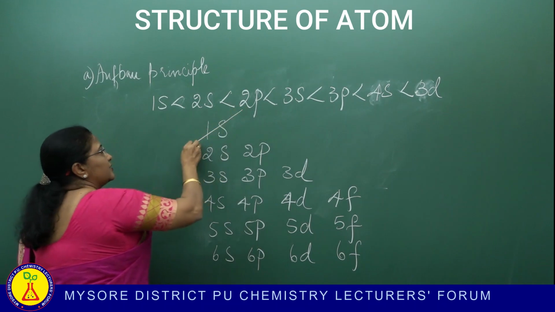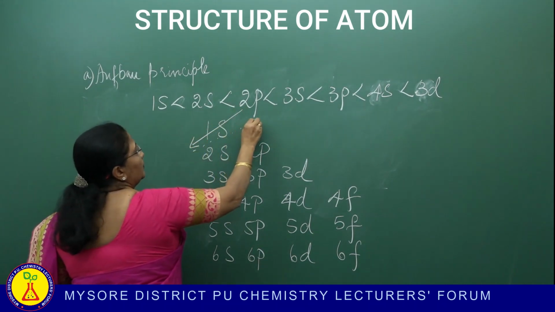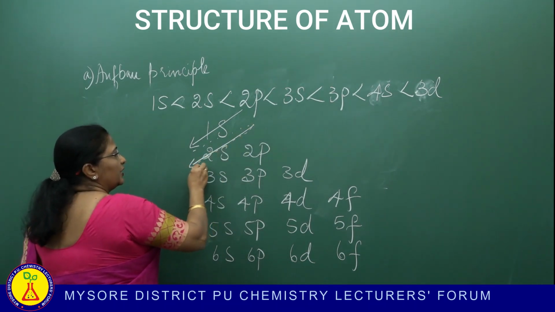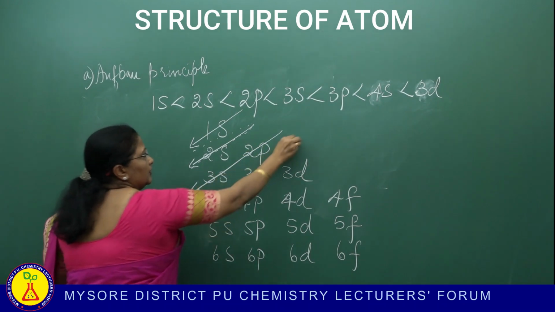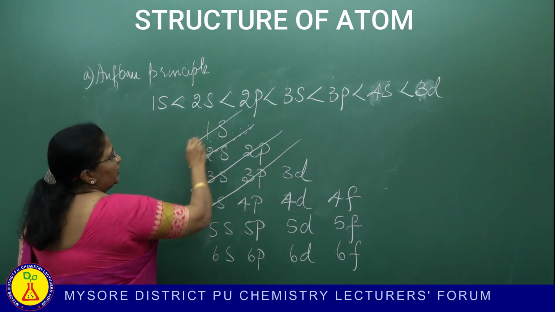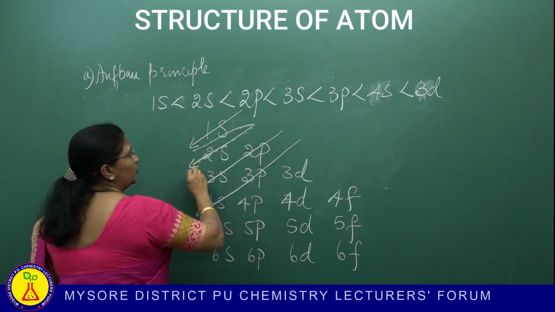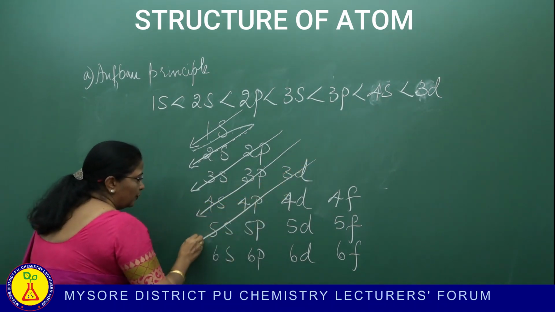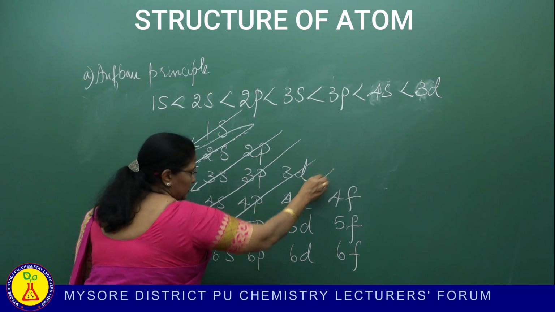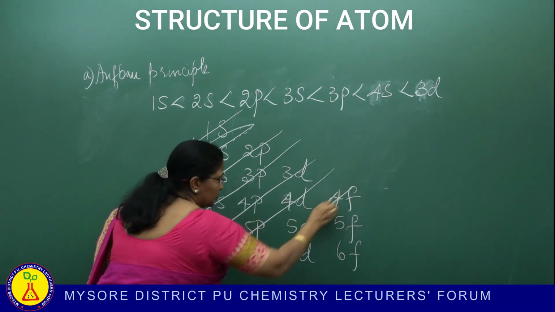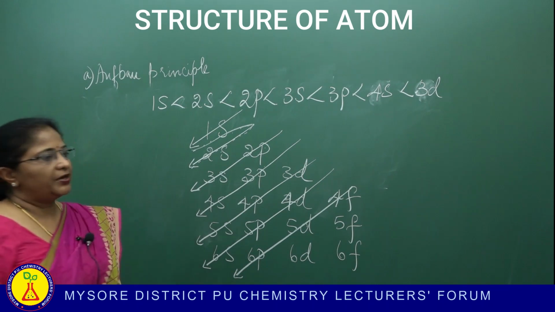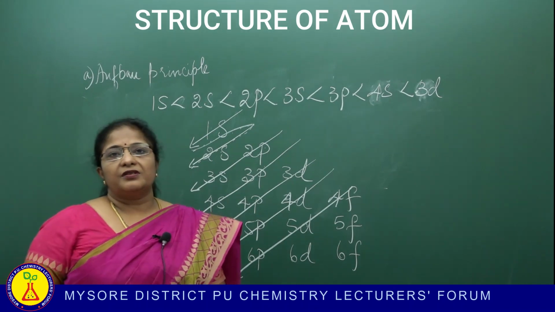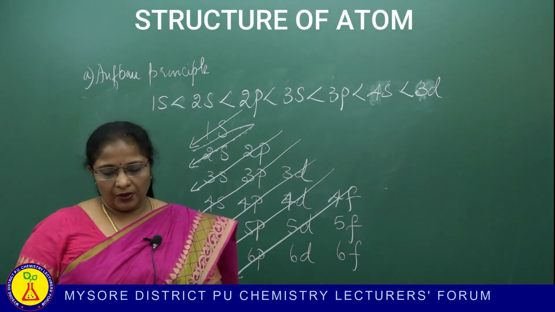So you draw the lines diagonally, and then the orbitals will get filled up in this order. So how is this? 1s, then you come to 2s, from 2s you go to 2p, 3s, 3p, 4s, then you have 3d, 4p, 5s. This is how the electrons get filled up in this particular order. So this is the first principle which is involved in the filling up of orbitals.